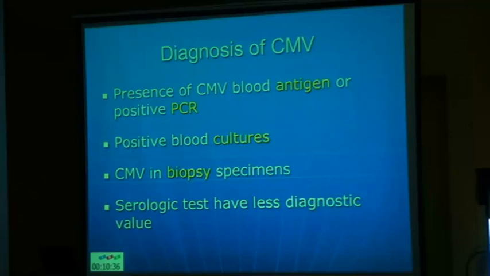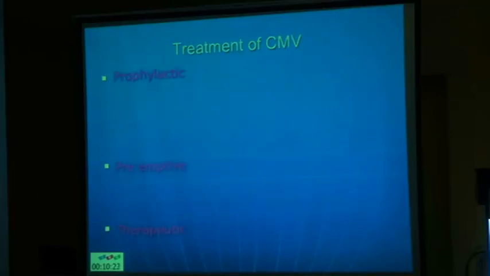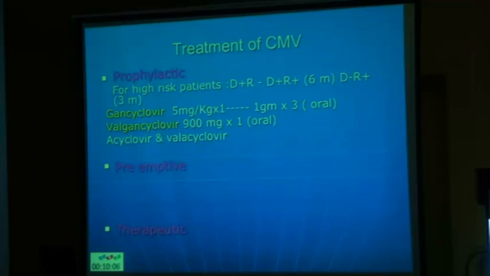And please mind you not to depend on serological tests because they are of less diagnostic value. The patient may not produce antibodies or may have a delayed production of antibodies, and also you can have false positive antibodies. How to treat cytomegalovirus? We have prophylactic treatment, that's to say before the patient develops infection, and you have the preemptive treatment after infection occurs but before the clinical disease occurs, and you have the therapeutic treatment when it is disease. So for prophylaxis and for the high-risk patients, you give 6 months for the donor-positive patients, and you give 3 months for the recipient positive patients.